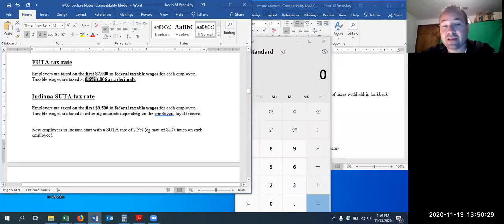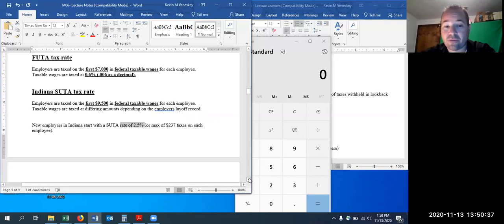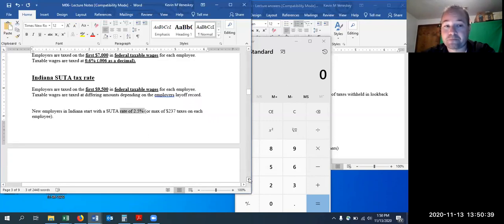Now, until the state knows where you're going to fall with laying people off or not, there's an introductory rate that every new employer starts out with, 2.5%. And then I took the liberty of saying, okay, 2.5% times the first $9,500 in wages for an employee. So that means when you hire somebody, you're going to be paying $237 into SUTA for that employee, assuming they make at least $9,500 for you.